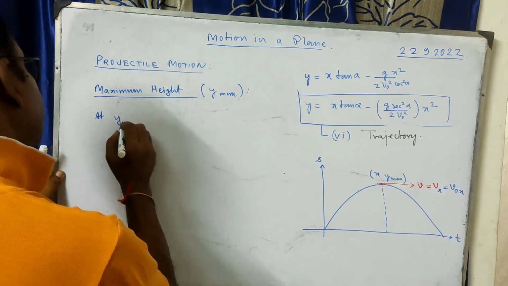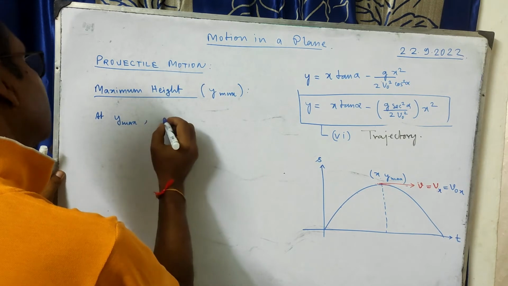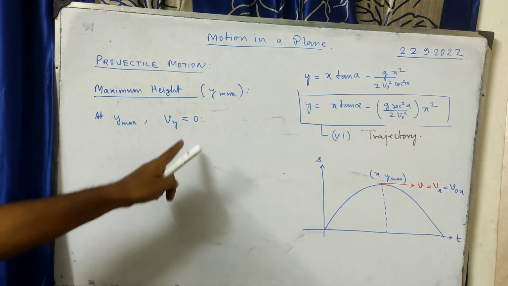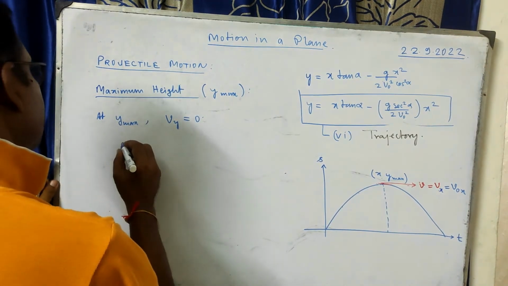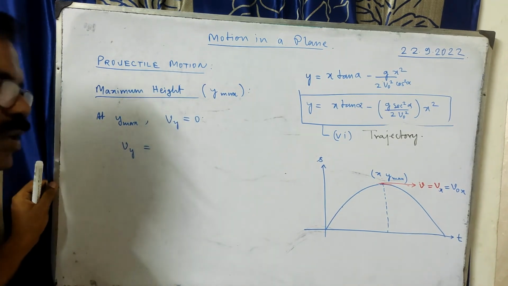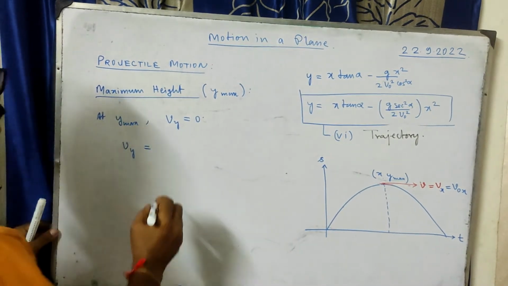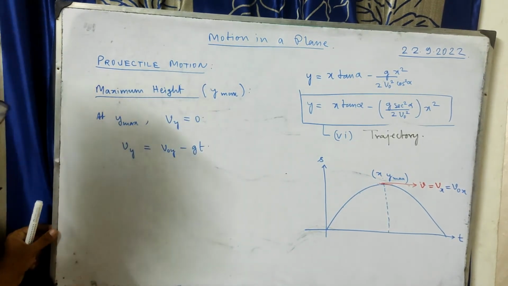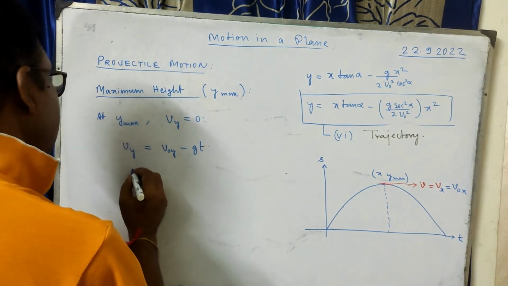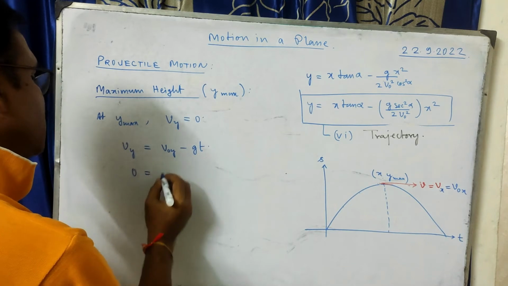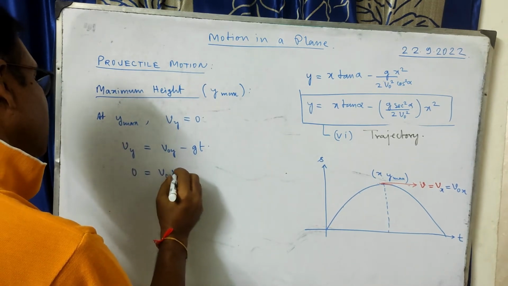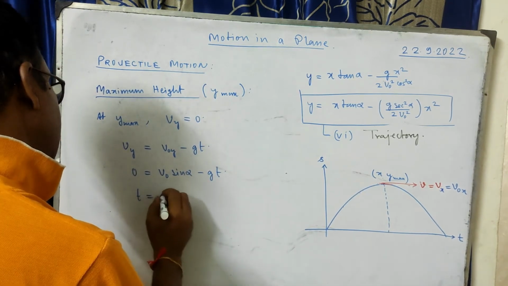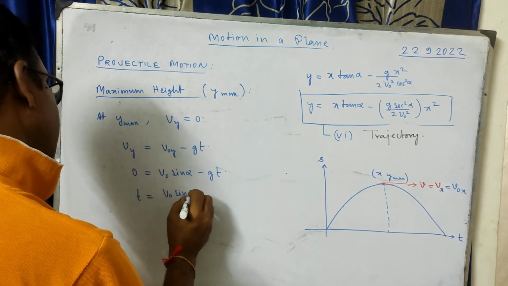at y max, what happens? Vy is equal to 0. At maximum height, Vy is equal to what? V is equal to U plus at, isn't it? So Vy equals V0y minus gt, am I right? Here Vy is 0, and V0y is V0 sine alpha, right, minus g into t. So I will get t equal to V0 sine alpha by g.